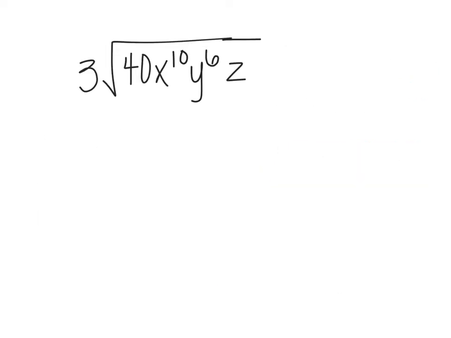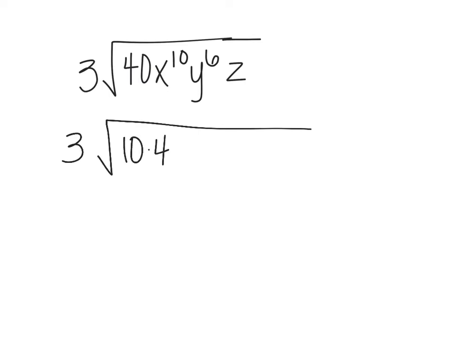Okay, let's try another one. So I'm going to start by rewriting my 3 here and kind of breaking down the things on the inside. So 40, I'm going to break that down: 10 times 4. Okay, x to the 10th, that's an even exponent already, so I'm just going to leave that. Y to the 6th, again, even exponent, and then z, can't really break that down.